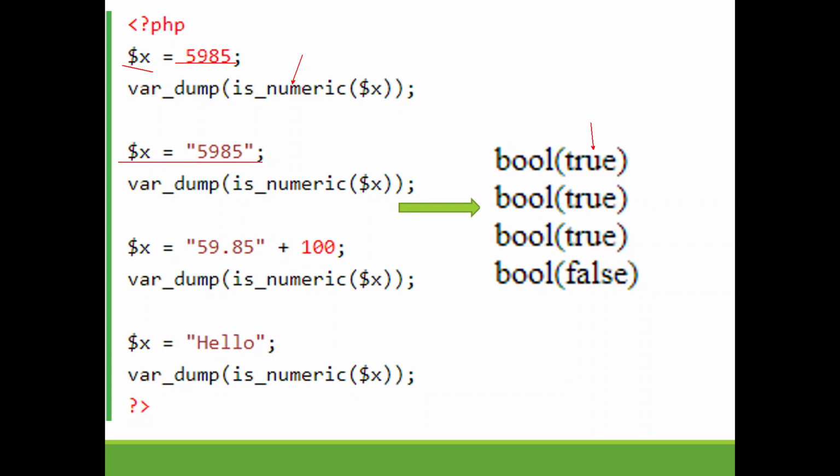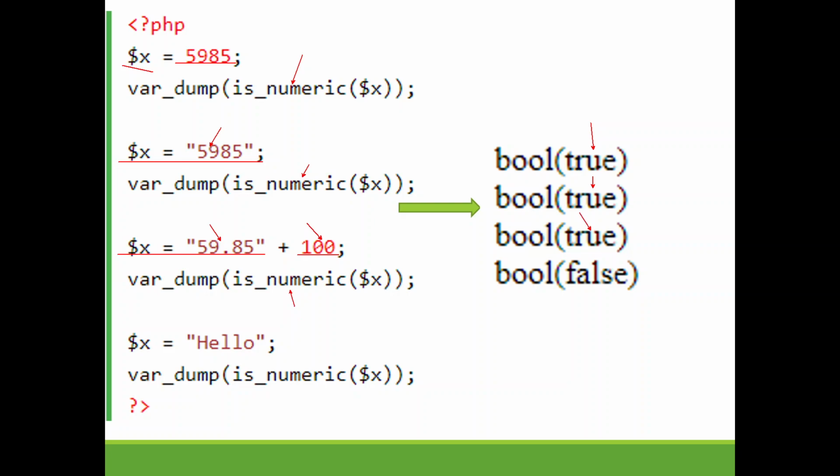Then x equals, in double quotes, "5985". We use is_numeric, it's going to return true because it's a numeric string. So this is a numeric string. Then x equals that plus 100. So we want to add a float to an integer. So is_numeric, is this true?